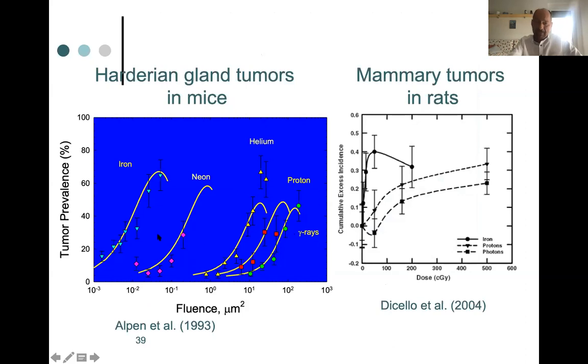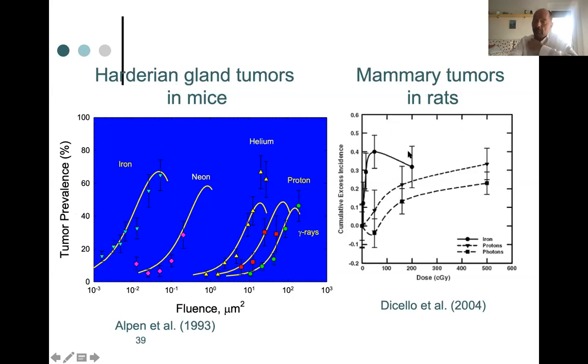And this other example, this is data where you see the RBE for Harderian gland tumors in mice. This is very much studied. You see a very nice RBE. This is the fluence, going from protons, helium, neon, iron. You see that you have a much higher RBE here. But keep in mind that the Harderian gland is a gland in the eye, and the tumor does not even exist in humans, and it is very much prone to transformation.